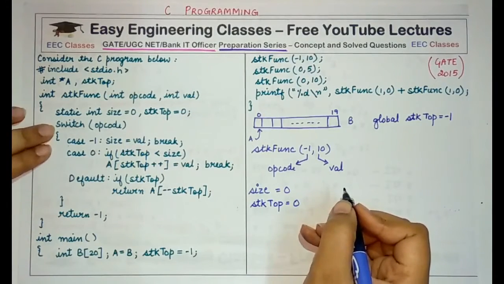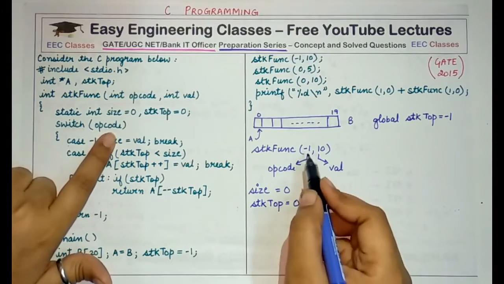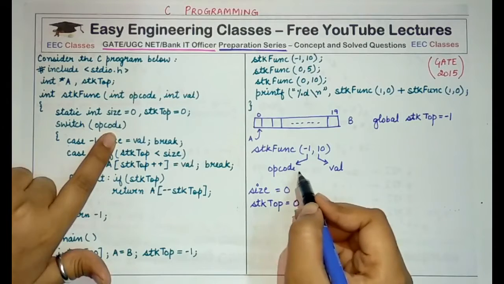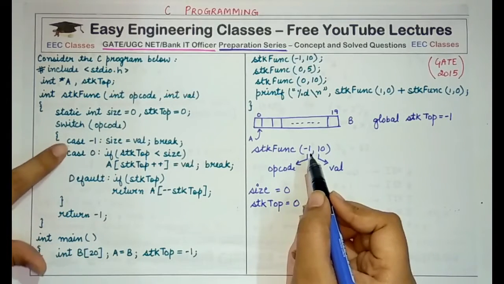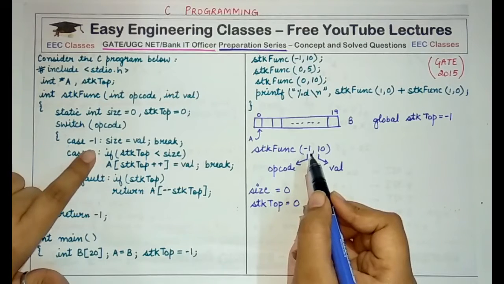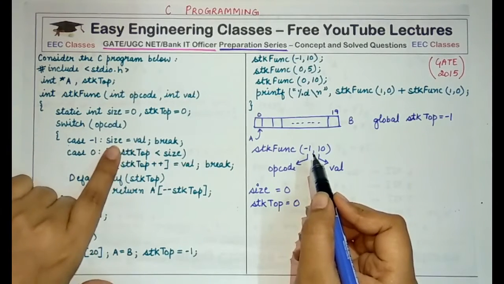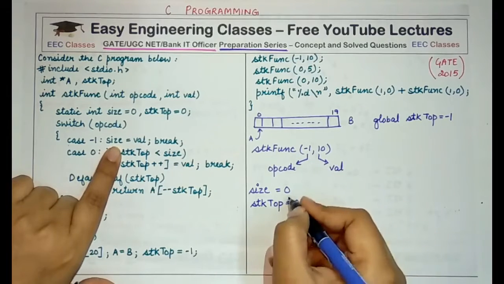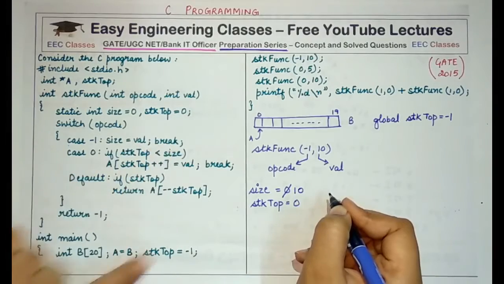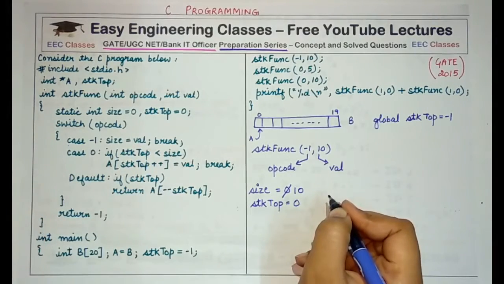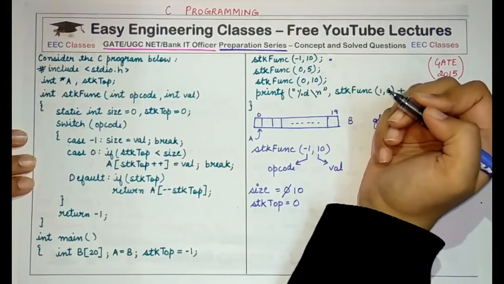So there is a switch statement. In this switch statement, we check for the opcode. In this stack func call, the opcode is -1, so we jump to case -1. The case assigns the value of val to size. So the val value, which is 10, is assigned to size, and we break out of the switch and then we return. Now we return to this point of the main function.